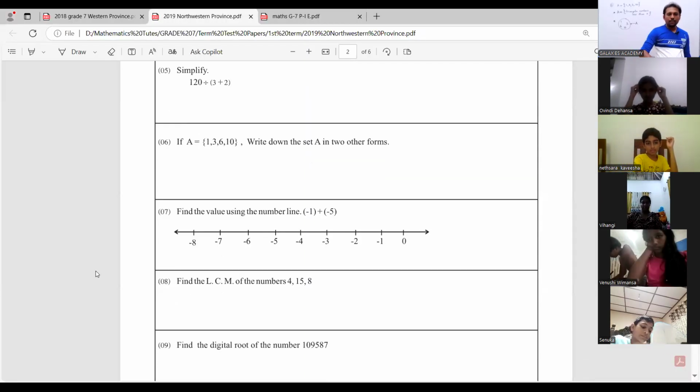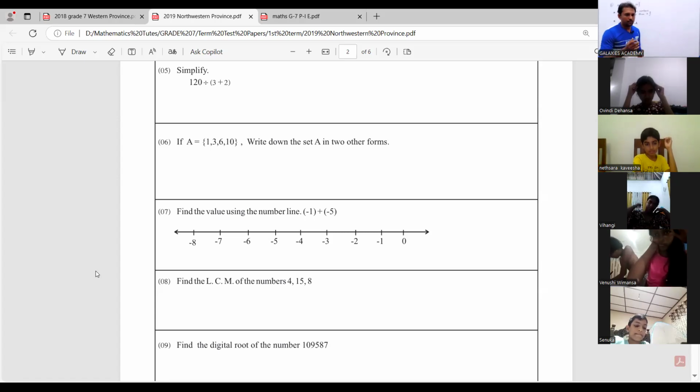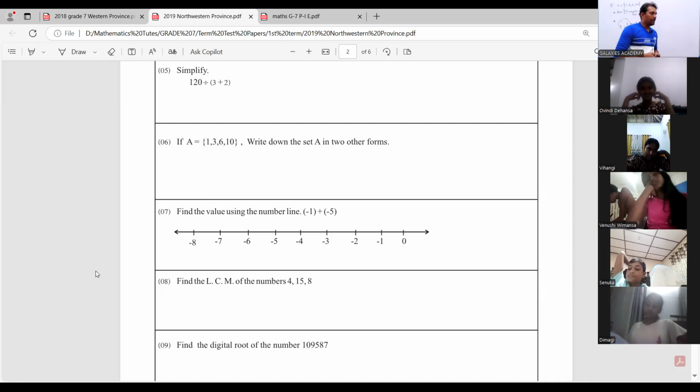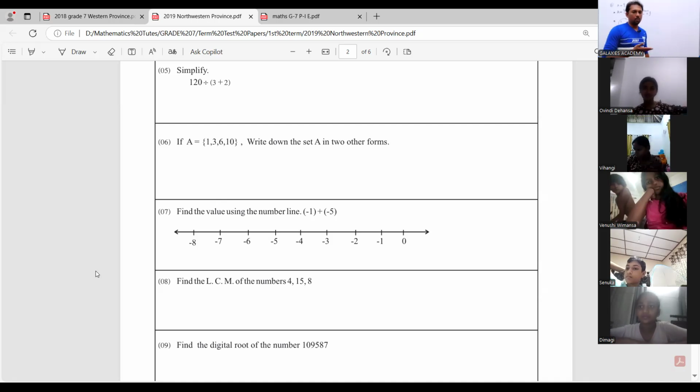The number line is given, and you have to find the value of these two directed numbers. Also, I told you how you can add directed numbers using a number line and without using the number line. Both methods I explained earlier. For the seventh question, first I will draw the number line.